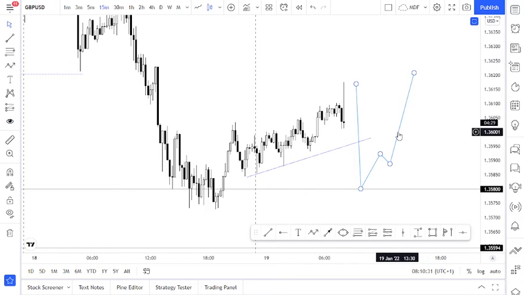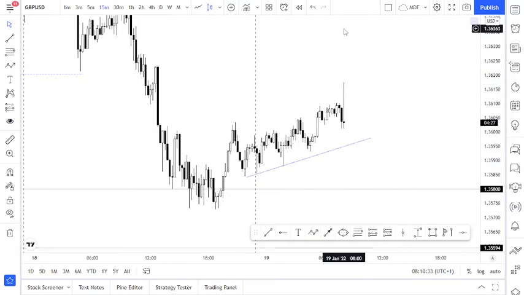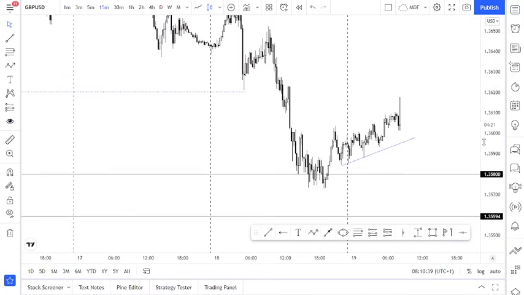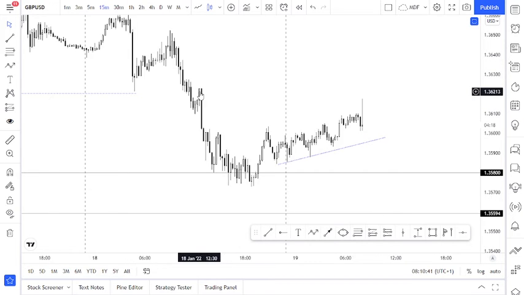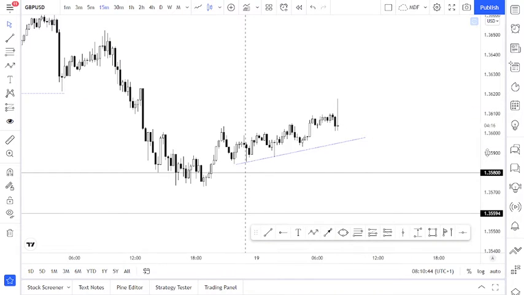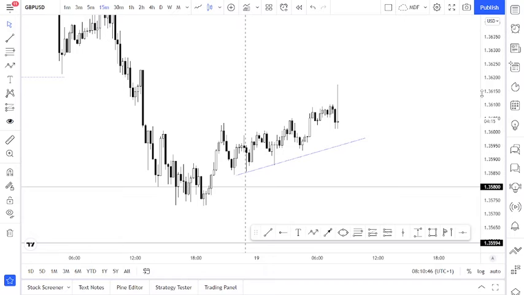But for now, I'm not seeing anything entirely different. I'm not seeing any bullish entry, I'm not seeing any bearish entry. The market is just consolidating. That is basically what I'm seeing here on GBPUSD. So there's no entry on GBPUSD for now.